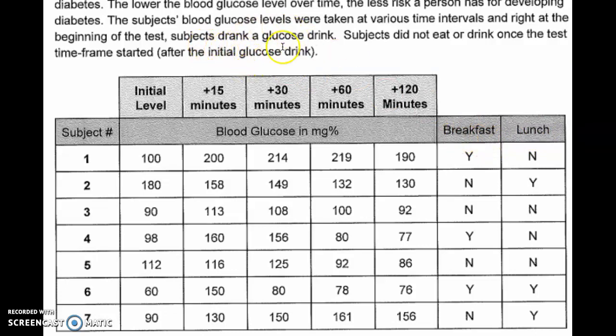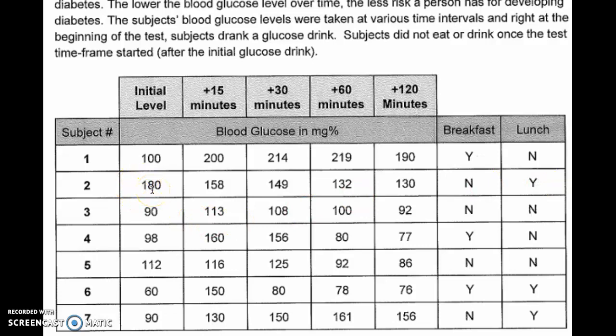So let's say that this test happens around dinner time. So we give each of these subjects that glucose drink at dinner. We ask them questions. Did you eat breakfast today? Did you eat lunch today? If we're introducing our glucose drink at dinner time, people who ate lunch should likely have a higher initial level.